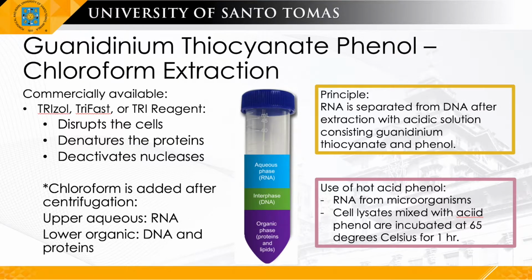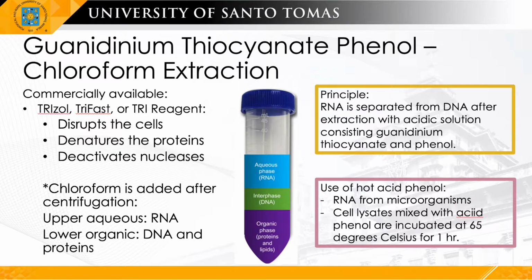So we have guanidinium thiocyanate phenol chloroform extraction, and there are many preparations available, like your Trizol, TRIfast, or TRI Reagent. These commercially available reagents are able to disrupt the cell, denature the protein, and deactivate unnecessary nucleases. The principle behind this is that RNA is separated from DNA after extraction with an acidic solution containing the guanidinium thiocyanate and the phenol.